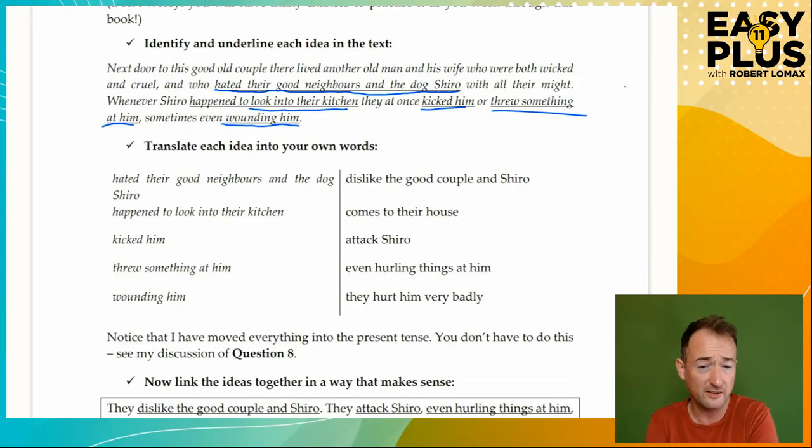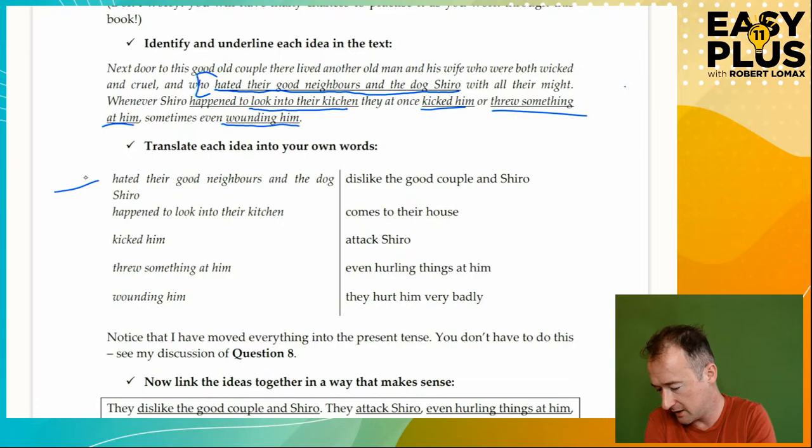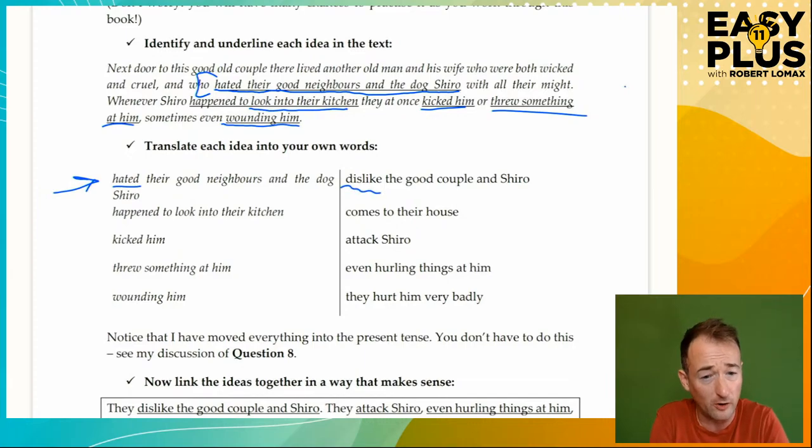So we need to take these words, these ideas, and put them into our own words, as I say, as though I'm explaining them to you or as though you're explaining them to me. So the first one we underlined was up here, hated their good neighbours and the dog Shiro, and that's here in our table. So here I've taken that and I've translated that. Hated their good neighbours and the dog Shiro. So hated is the key word here. So I've turned that into dislike. Yeah, maybe it isn't as strong, but it conveys the same idea and shows understanding.